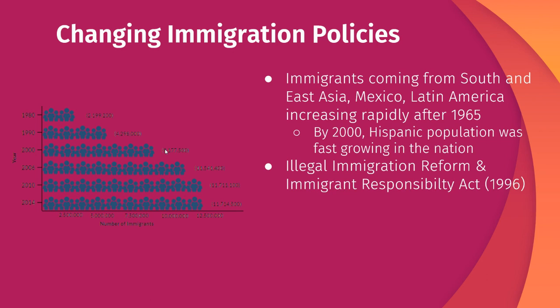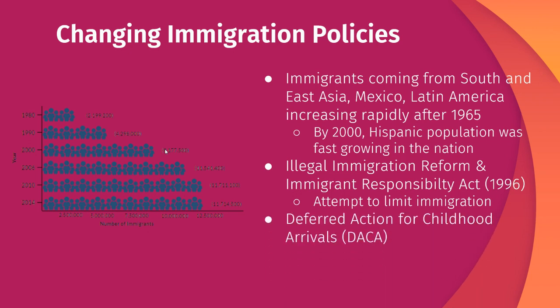But all of a sudden, we get to the 1980s, and with the population of immigrants increasing, illegal immigration is something that is talked about more and more. So the Illegal Immigration Reform and Immigrant Responsibility Act is passed in 1996 under the Clinton administration, which is an attempt to limit immigration. And DACA, which maybe you've heard talked about, which is the Deferred Action for Childhood Arrivals, is what creates Dreamers, which are people who are brought here illegally when they are children, but they don't really have a home country to go to.